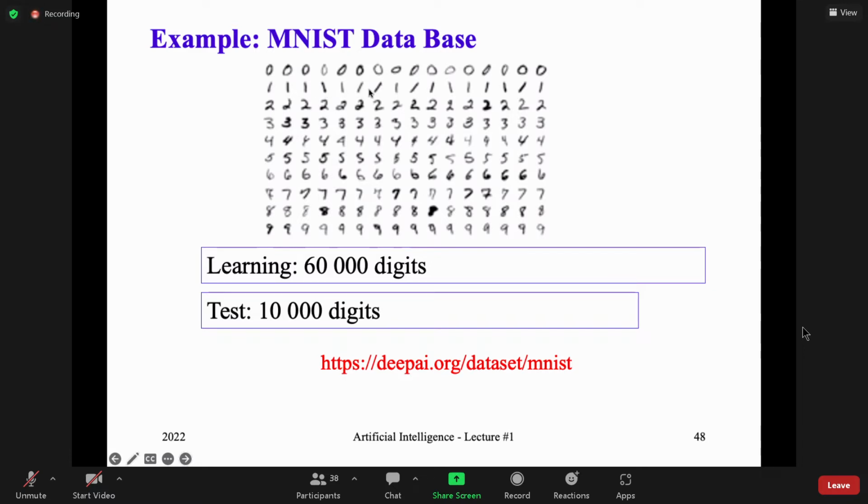And that is what we have, okay? So the idea is to recognize all that. And what we have inside this database is, in fact, 70,000 digits. We use 60K digits, and we keep them for learning, okay? And we keep 10K digits for the test, okay?